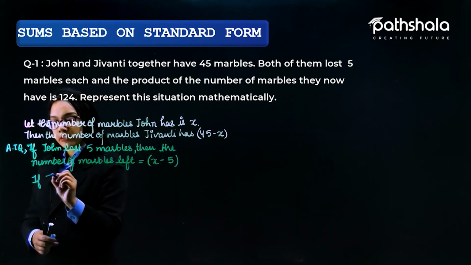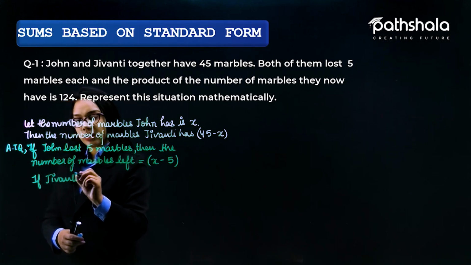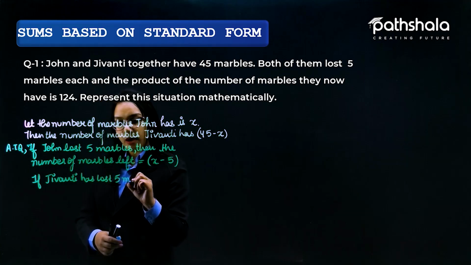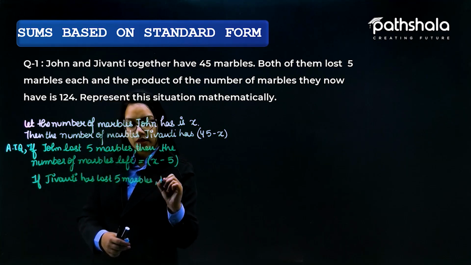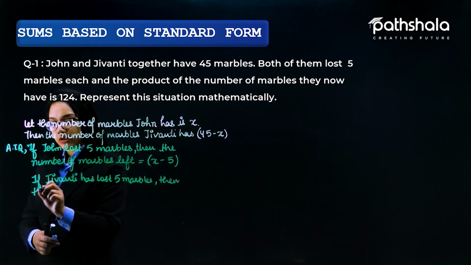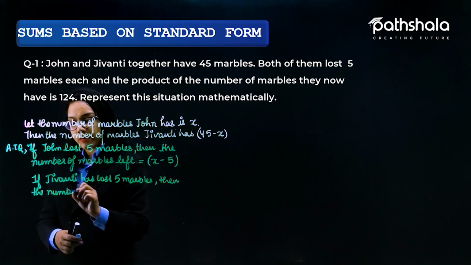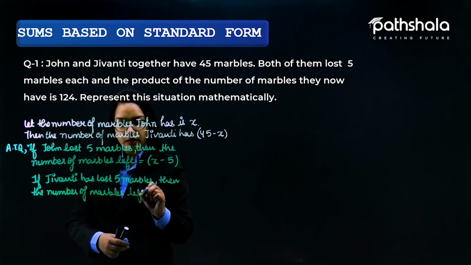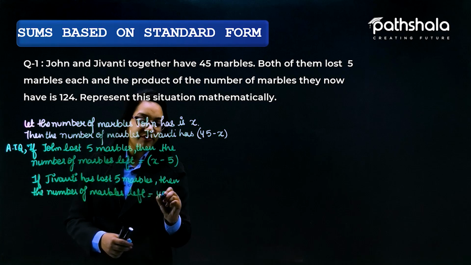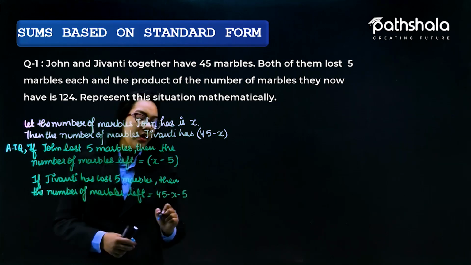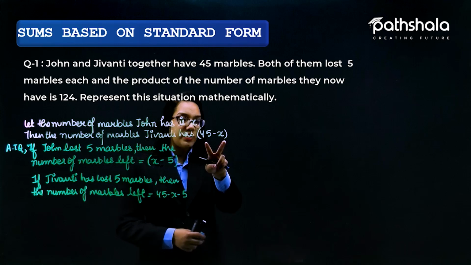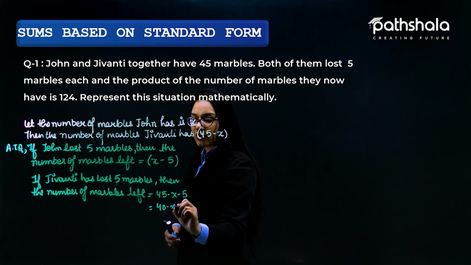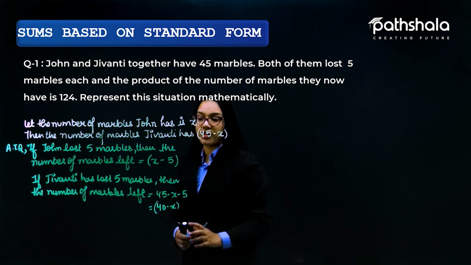Again, if Jivanti has lost 5 marbles, then the number of marbles left with her would be 45 minus x minus 5, because in total she has 45 minus x marbles. After losing 5 marbles, she will have 40 minus x marbles.